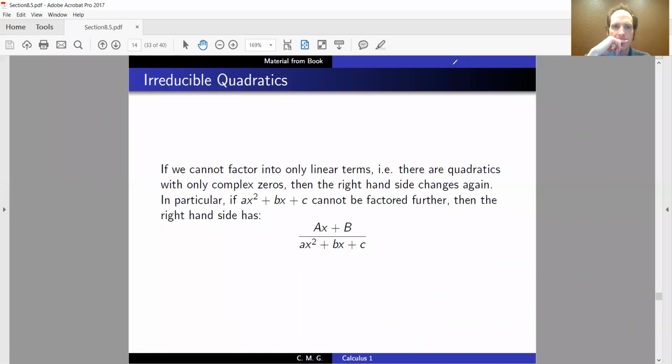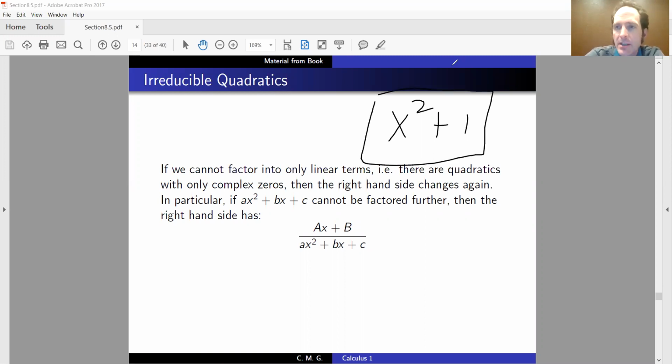Okay. Finally, there's one more hiccup throughout here, and that is if I don't just have linear terms. So there are quadratics that have only complex zeros, in particular something like x squared plus 1. There's no way to factor that into linear terms with real coefficients. It's x plus i and x minus i, but i is something that we haven't dealt with and we aren't going to deal with. So we're going to leave it as x squared plus 1. What we call this is irreducible. So I cannot factor it any further.